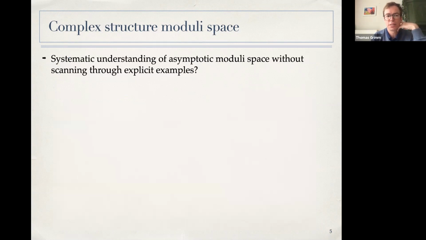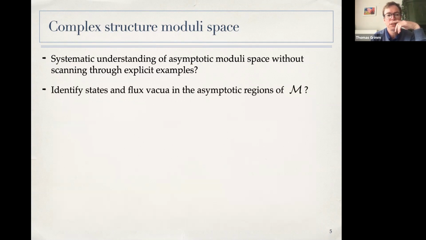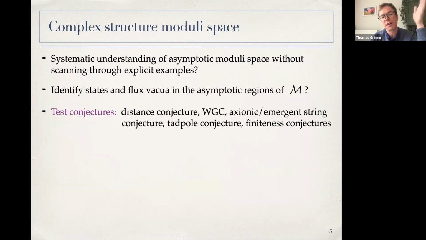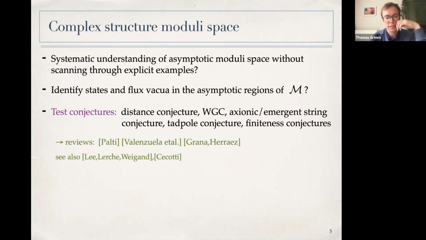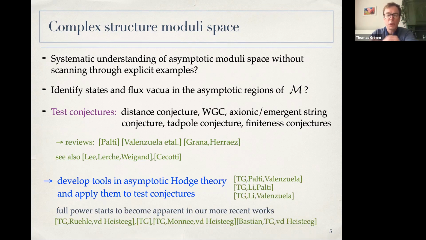So now we want to get a systematic understanding of these asymptotic regions without going through examples, identify flux vacua. Maybe we can also test conjectures. And in fact, that's what many people did also exactly in this setting or a similar setting. And I refer you to some excellent reviews on this, and also some papers which maybe have some of the closest overlap with what I'm going to say in the following. So what kind of technique did we use in order to get these general results? Well, we developed tools in asymptotic Hodge theory and applied them to test conjectures, and in the finiteness case, we applied them to prove a conjecture.